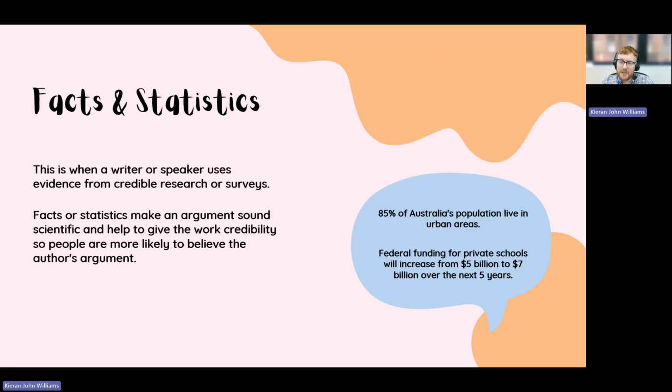So as previously mentioned, facts and statistics give your arguments credibility. They make them sound scientific, like you've done some research, and most importantly, they make them seem reliable. So, for example, like we can see on the screen, 85% of Australia's population lives in urban areas. So this feels very hard to dismiss, to throw away, than simply someone saying most Australians live in cities. Okay, because you have that percentage there, because you have those numbers, it makes your argument seem more solid and verifiable.